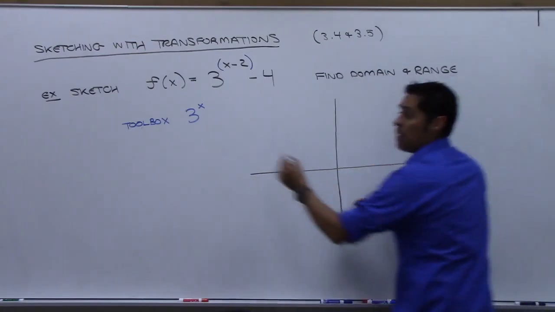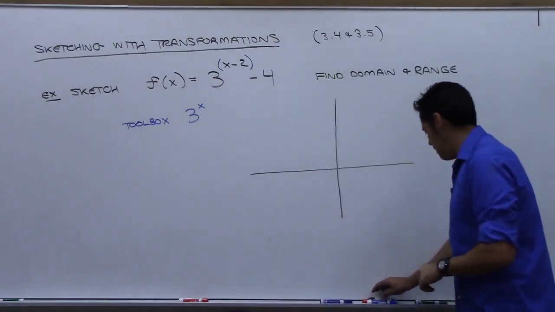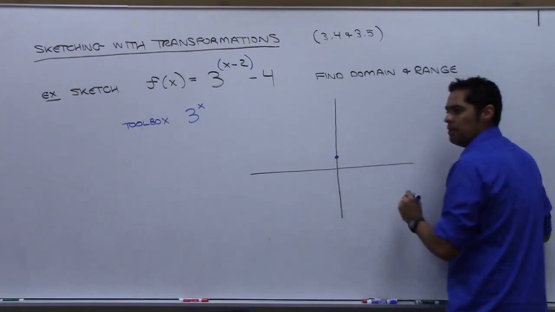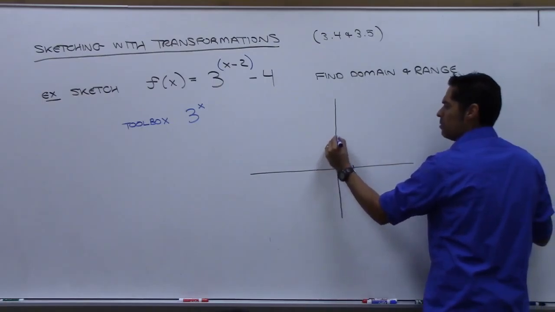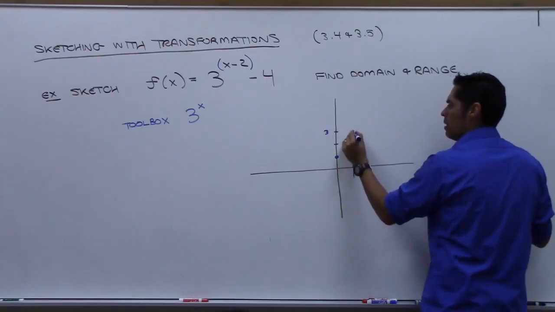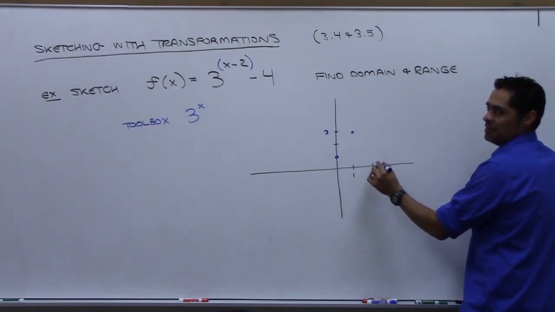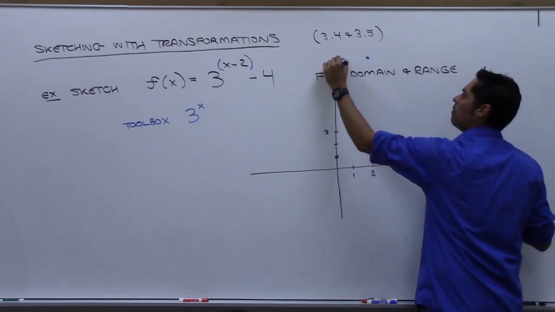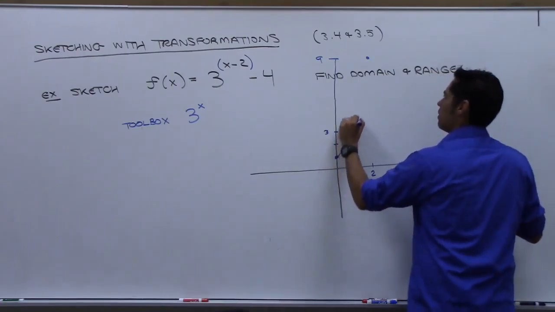I know for sure, and I'm drawing the toolbox function right now. I'm not drawing my final answer, so I'll keep it in blue. I know that it goes through 0, 1. At 1, where would I be? 3. At 2, where would I be? Careful. 9, right? Way up here at 9. We knew it was exponential growth. Goes like this.